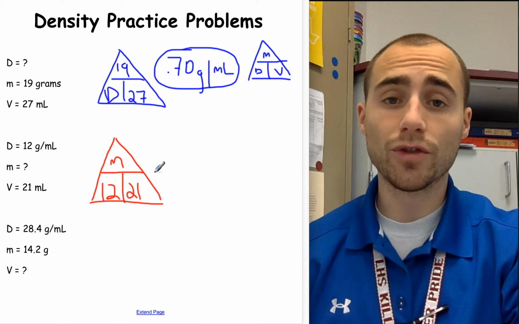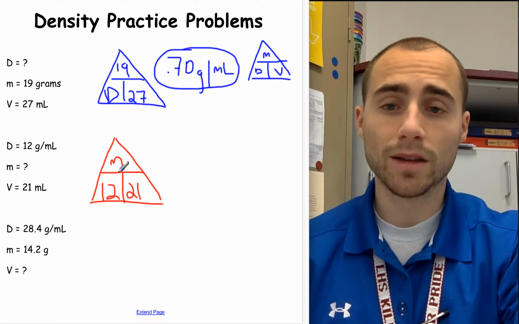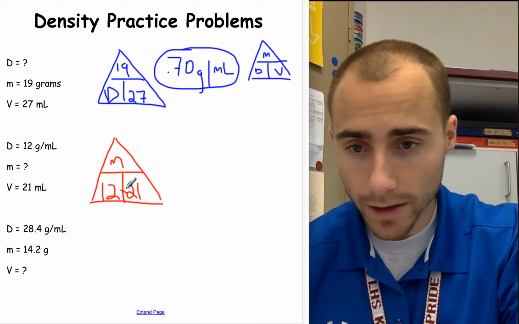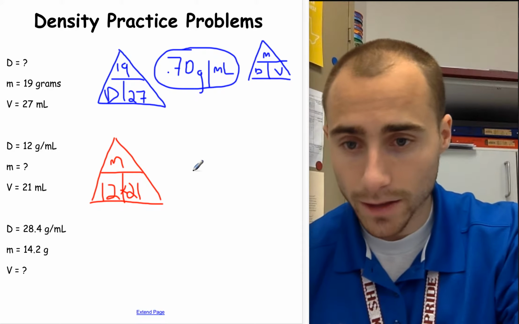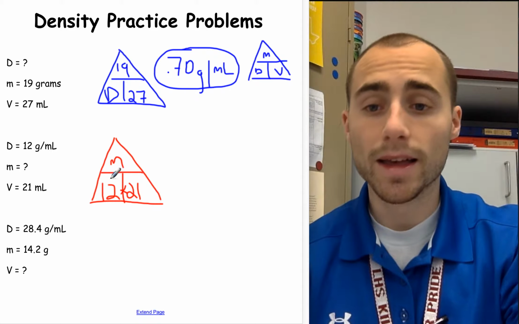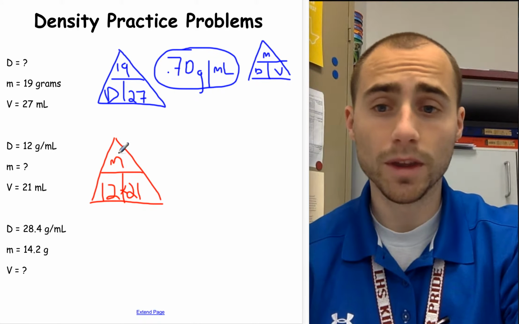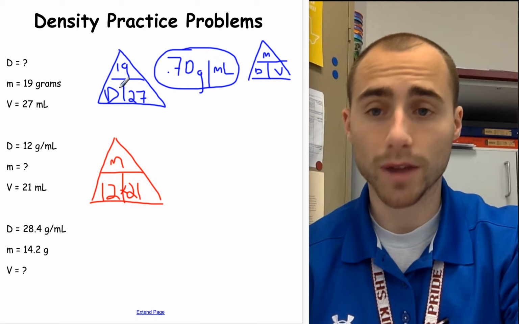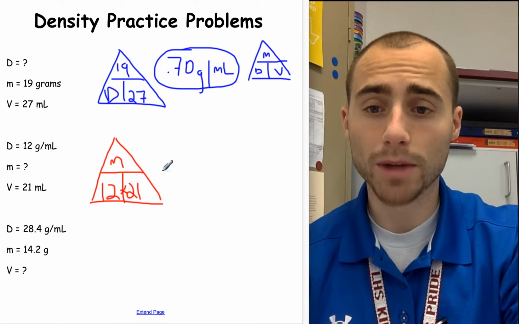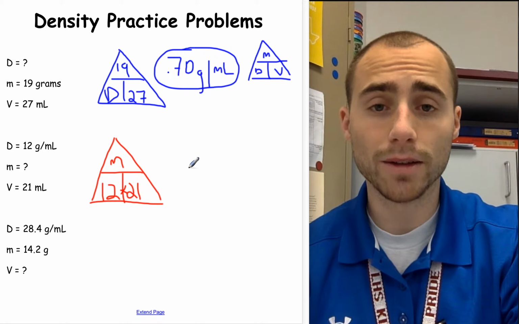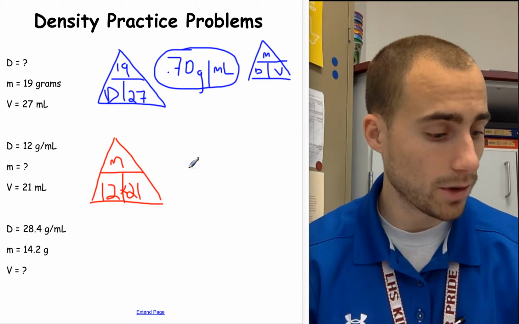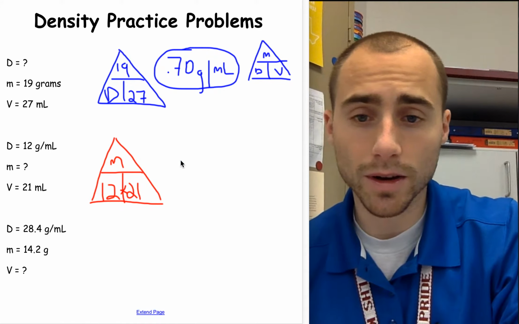Now, what this is showing you is that to solve for mass, you have to do 12 multiplied by 21. You can even draw a little X here in your density triangle if that helps. Anytime numbers are next to each other, you multiply. Anytime they're vertical with each other, you do top divided by bottom. So like here, we had to do 19 divided by 27. Here, we're doing 12 multiplied by 21. And that's going to give us our answer for mass. That's really straightforward, right? Not too bad at all. So 12 multiplied by 21 is going to give us 252.